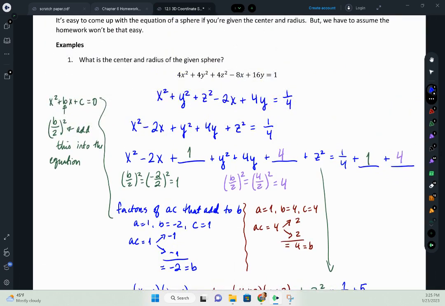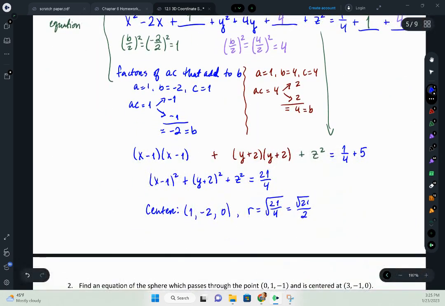So that's what you always want to do at the end of a problem. Like, did I actually answer the question or do I still have more to do? We answered it. They wanted to know what's the center and radius. I gave it to them.